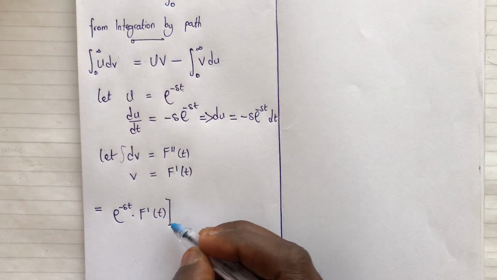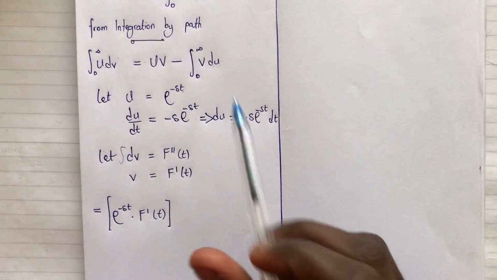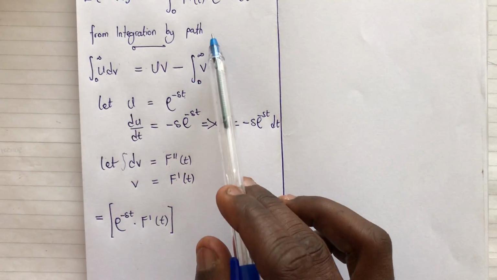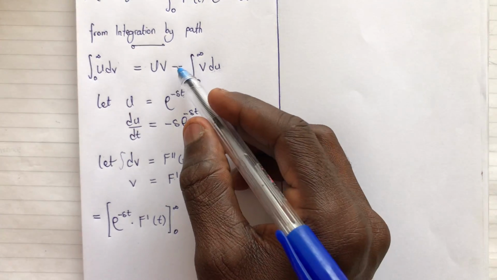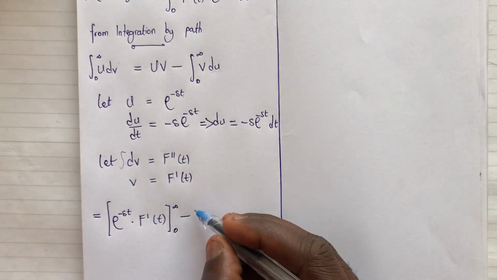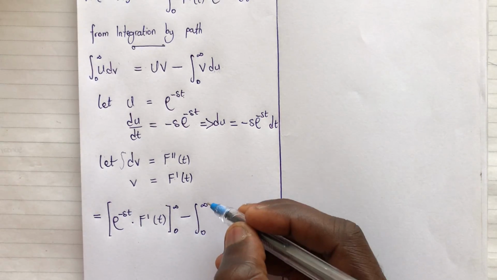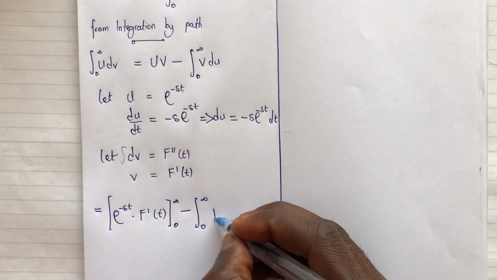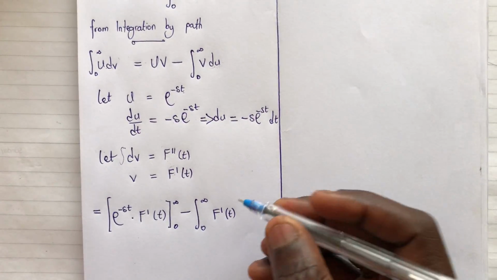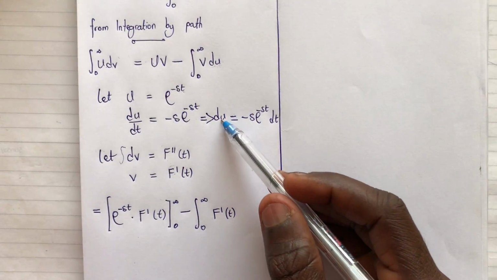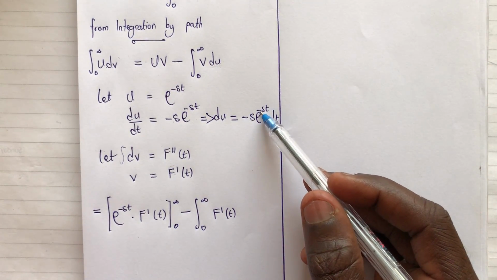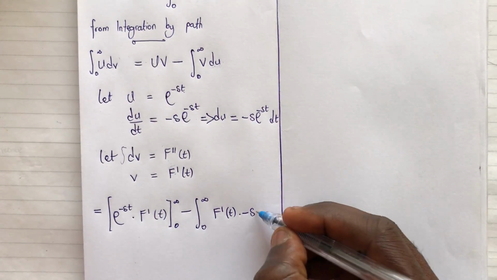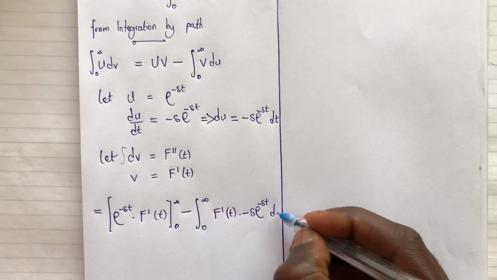Now we put this into a square bracket and substitute our lower and upper limit, okay? Because we have a lower and an upper limit here, so you put it there. So minus, we have the integral from 0 to infinity v. Where is function v? This one. So we have f bar of t times du. We already have du here, minus s e^(-st) dt. So I'll do that, minus s e^(-st) dt.